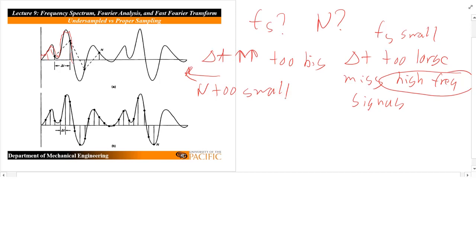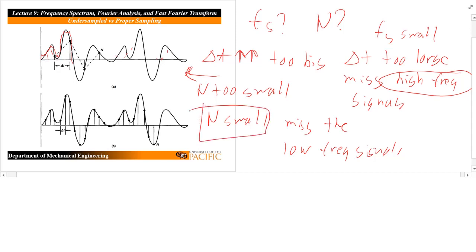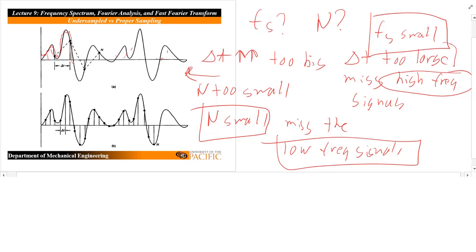If we don't sample enough, if n is small, we are also going to miss the low frequency signals. We are going to miss these long periodic signals because we're not properly sampling. We're not hitting all these different possible frequencies in your original signal. So if your n is too small, we miss the low frequency signal. If your sampling frequency is too small, you're going to miss the high frequency signals.